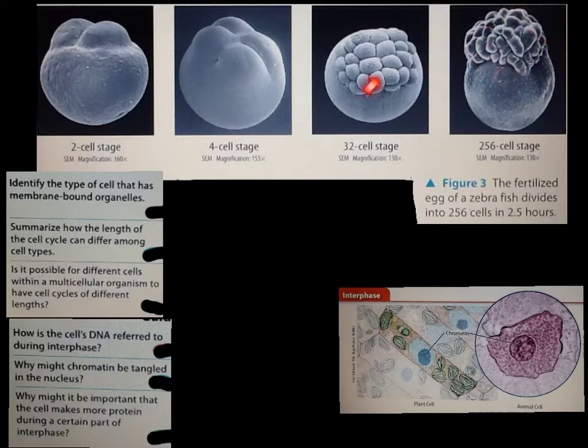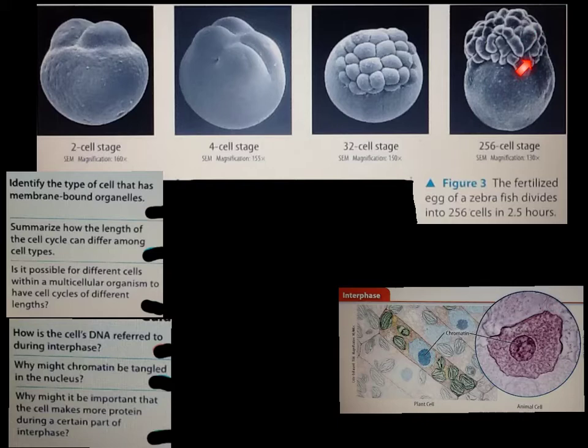This figure that you're seeing here is fertilized eggs of a zebrafish, and they divide into this stage, which is 256 cells, in about 2.5 hours. So it goes from this to that in about 2.5 hours. However, as was stated in the reading, most dividing human cells normally complete the cell cycle in about 24 hours.